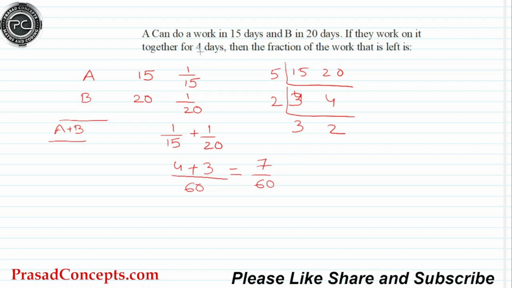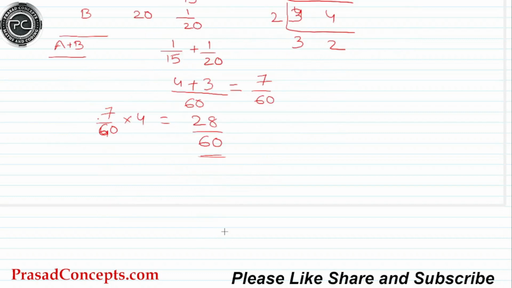They have worked for 4 days. So 7 by 60 into 4 equals 28 by 60. They have completed 28 by 60 part of the work. Now considering the work as 1 unit, the remaining work is 1 minus 28 by 60, that equals 32 by 60. 32 by 60th part of the work is remaining.